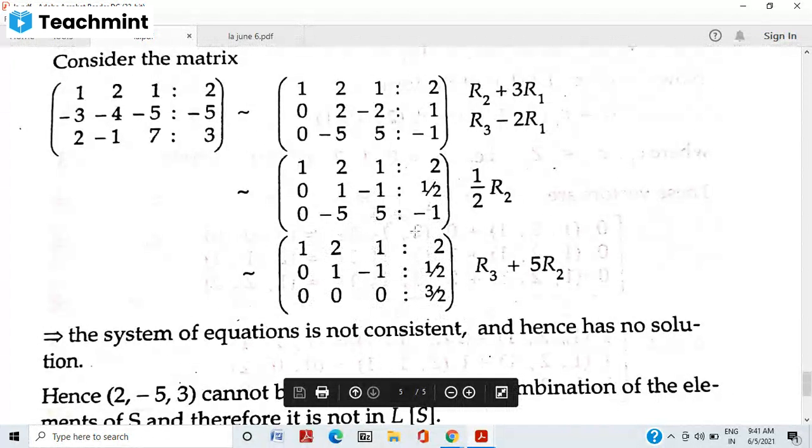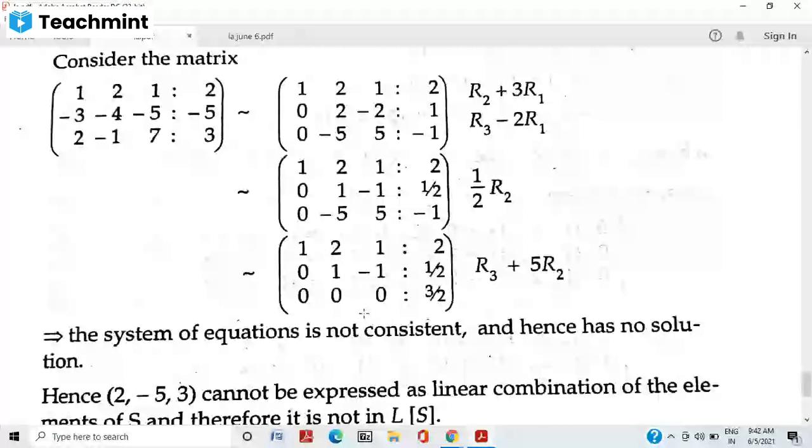Now rank of A. Rank of A means we should check only the first matrix: 1, 1, 0, 1, minus 1, 0, 0, 0. Then how many non-zero rows are there? First row is there, second row is there. Third row, what has it become? 0, 0, 0. That means rank of AB is 3, but rank of A is 2. Then it is not consistent, so it has no solution.